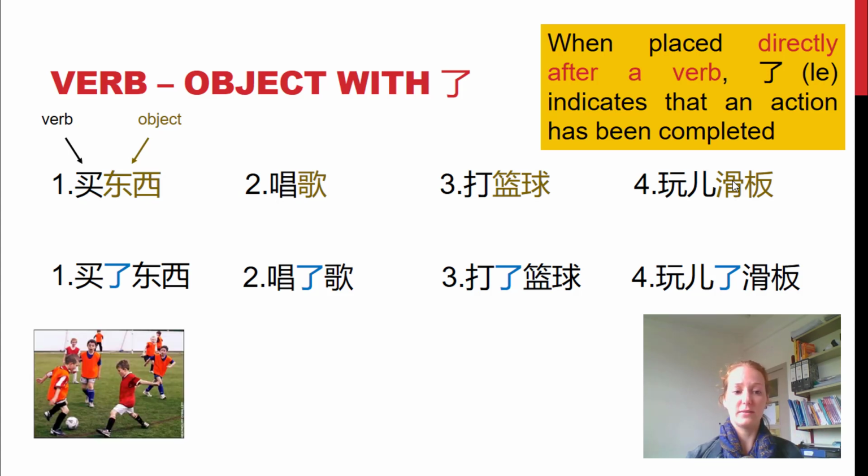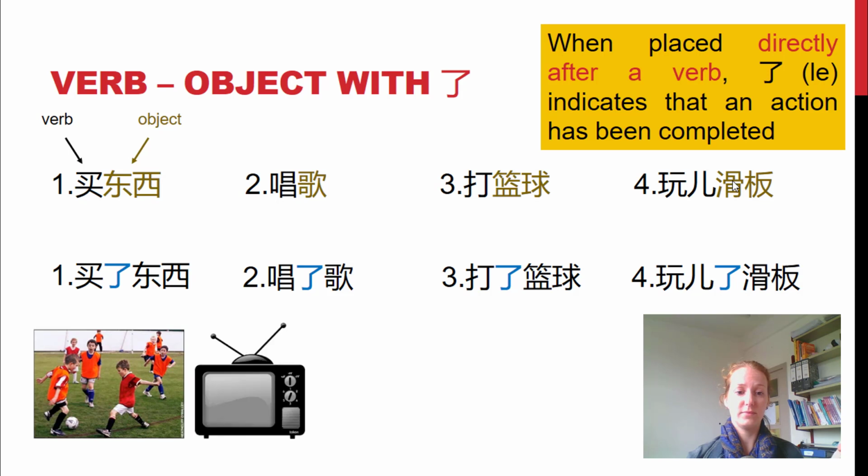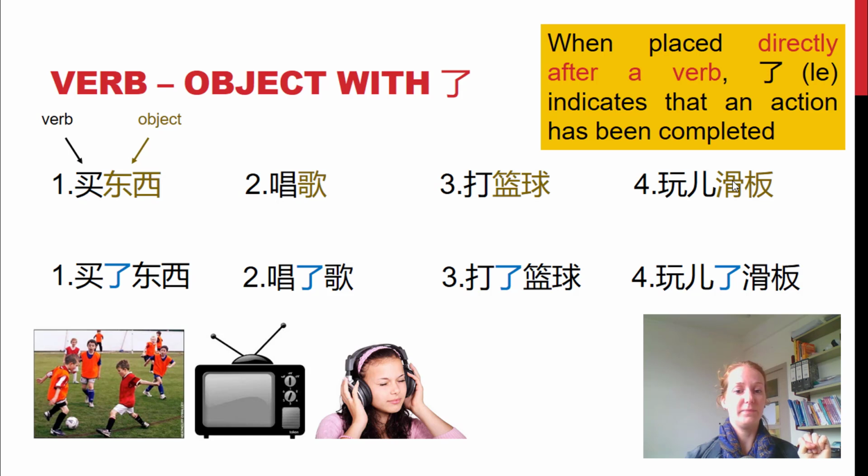Have a go at these ones. 踢了足球, 看了电视, 听了音乐, 上了网. Notice that the 了 goes straight after the verb.